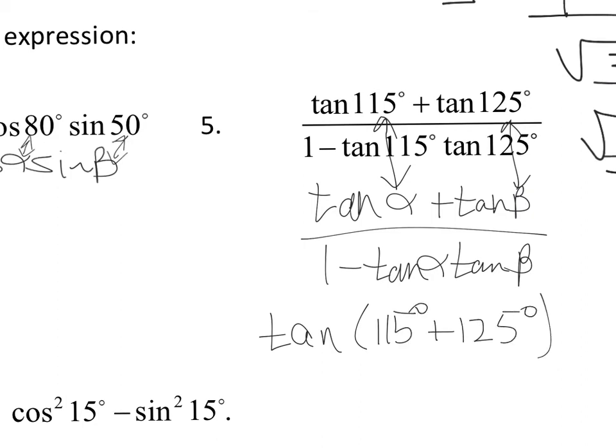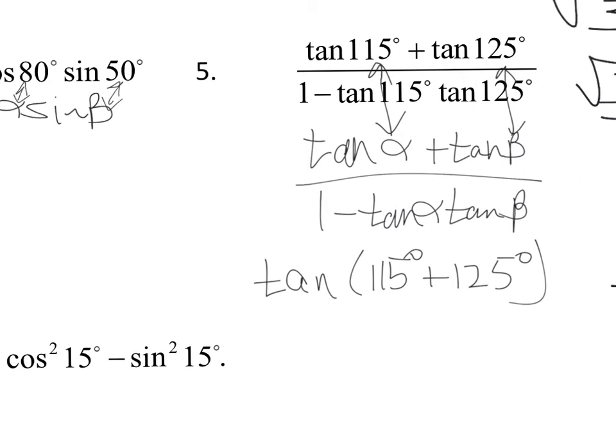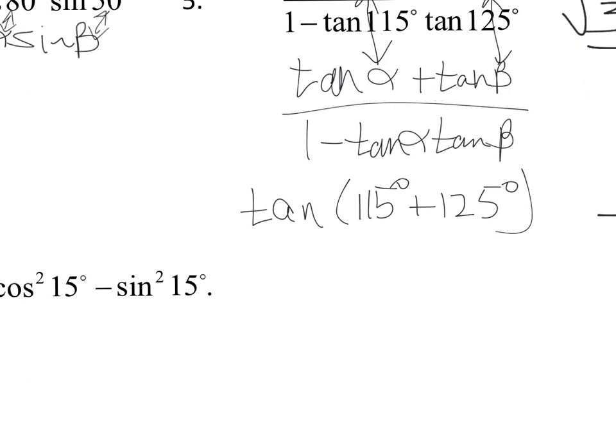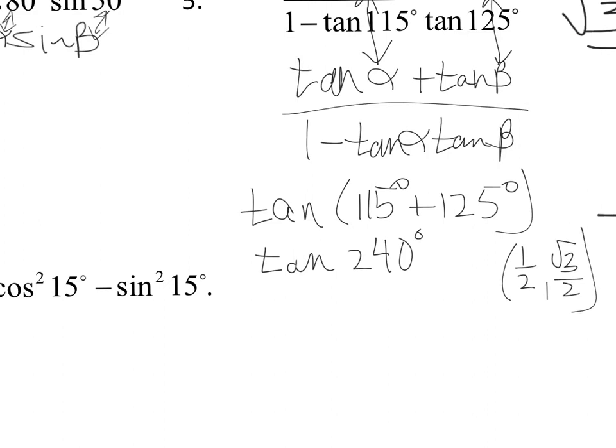Note, if you flip those around, it's quite obvious that 125 plus 115 is the same as 115 plus 125. Add those together and we get 240. 240 is a 60 degree angle in the third quadrant, so that would be the reference angle. Sine 60 degrees is root 3 over 2 and cosine is 1/2. So y over x is root 3 over 1, or root 3. Tangent's positive in the third quadrant, so you're done at root 3.